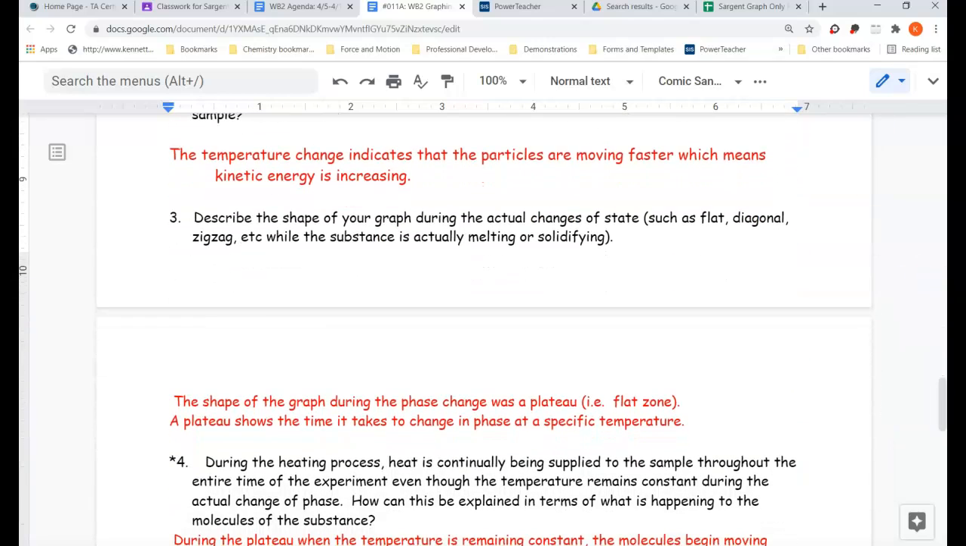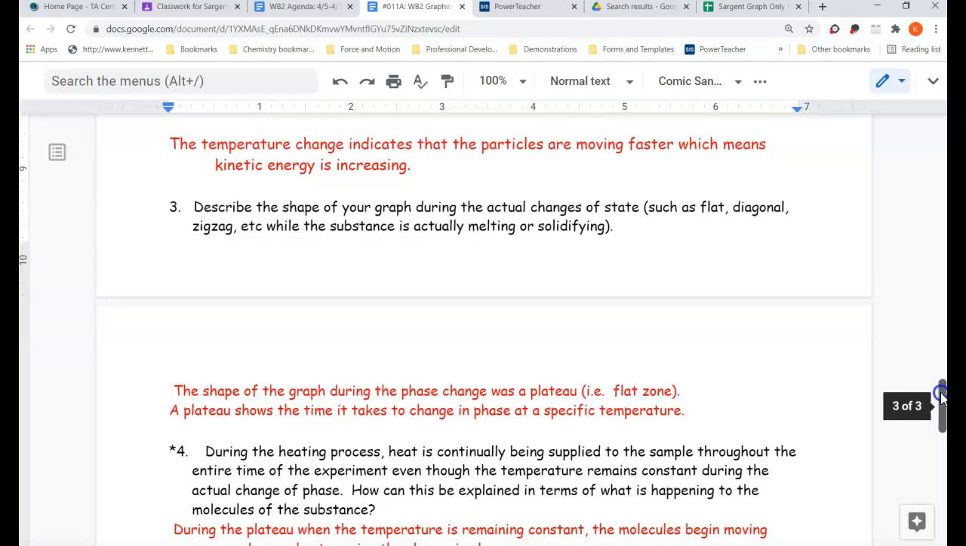So describing the shape of your graph during the actual changes of state. Is it flat? Is it diagonal? Were they zigzag? What was the actual shape while the substance was in that first part, melting? So the shape of the graph during the phase change is flat. It's that plateau, okay? It basically showed you the time it was taking your substance to complete its phase change, which is why at that temperature we see that plateau. That's the place where it stays right there. So it's the time it took that substance, in this particular case, to melt, right? An increase in heat would melt the substance from a solid to a liquid.